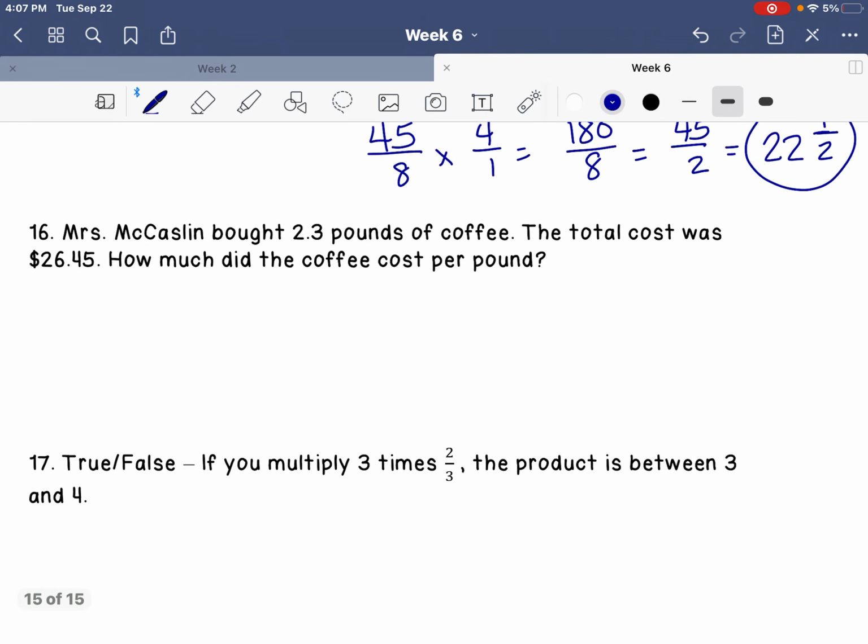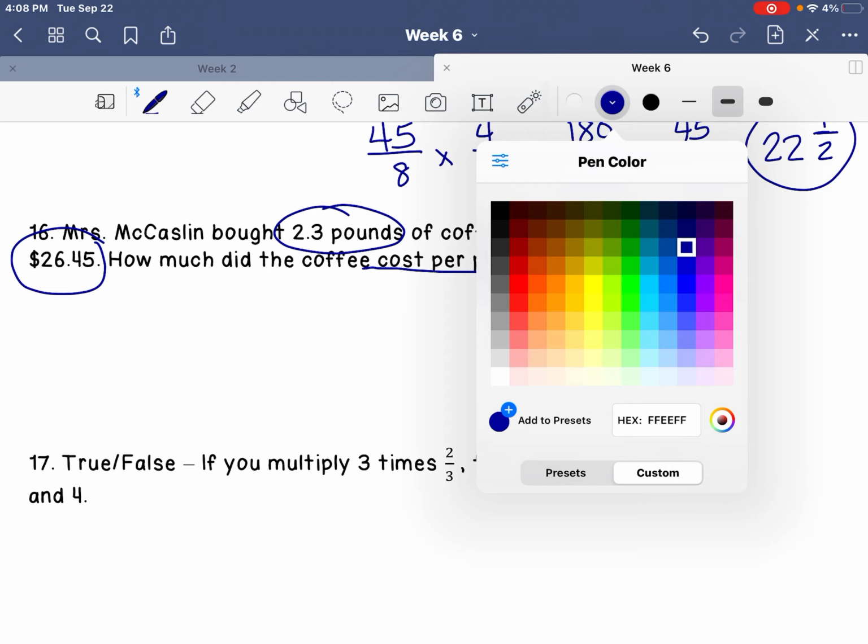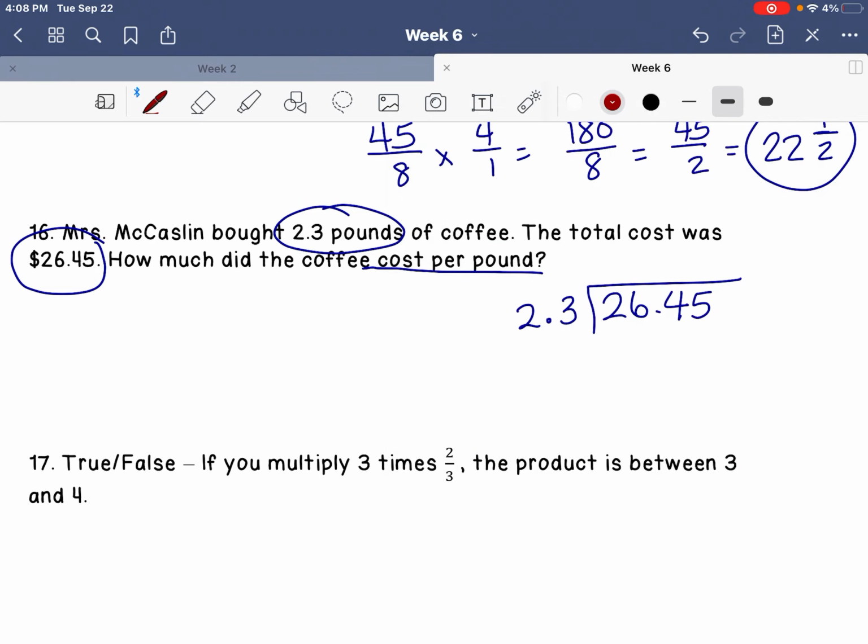Number 16, Mrs. McCaslin bought 2 3/10 pounds of coffee. The total cost was $26.45. How much did the coffee cost per pound? Whenever you find cost per pound, you're going to take the number of things that you buy and you're going to divide it into the amount of money that you spent. So in this case, I'm going to divide $26.45 by the number of pounds of coffee that Mrs. McCaslin purchased. Before I can do this, though, I've got to make 2 3/10 into a whole number.